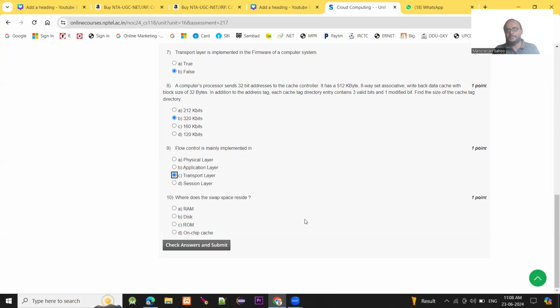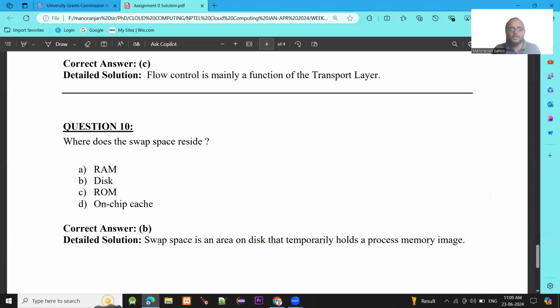Moving to the last question, question number 10. Where does the swap space reside? Four options are given: RAM, random access memory; disk; ROM, read-only memory; on-chip cache. So option B, it will be disk. See the explanation of this question: swap space is an area of a disk that temporarily holds a process memory image. So the answer is disk.